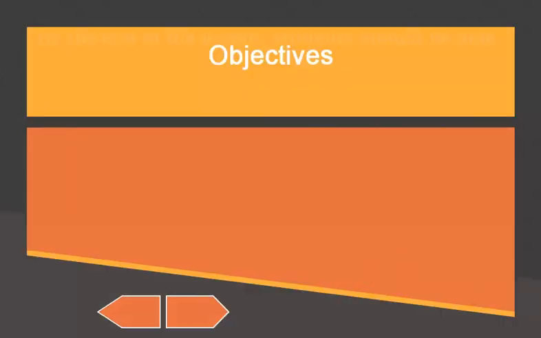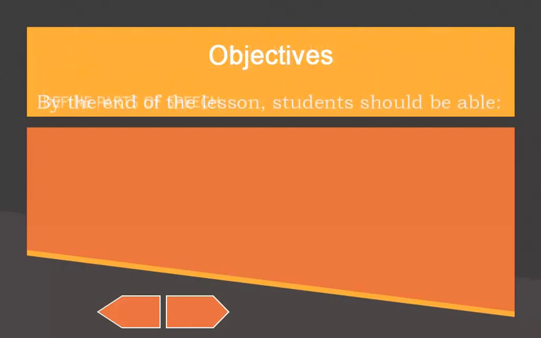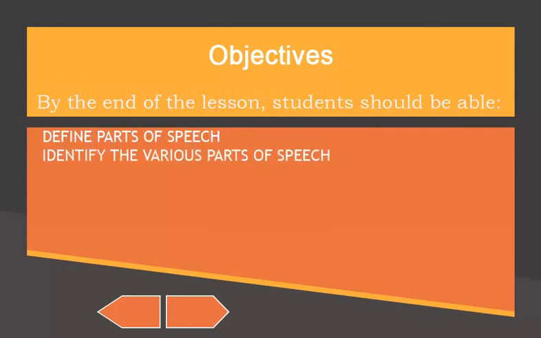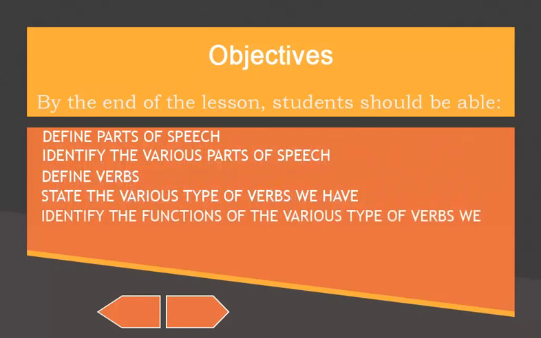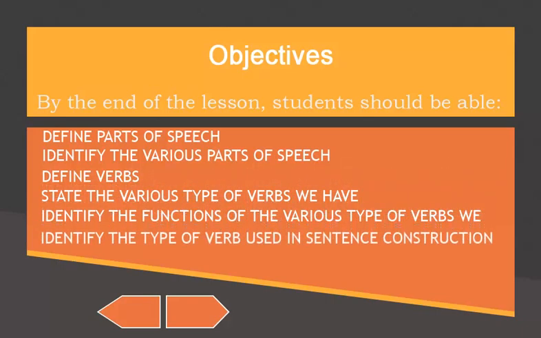Objectives. By the end of this lesson, students should be able to: 1. Define parts of speech. 2. Identify the various parts of speech. 3. Define verbs. 4. State the various types of verbs we have. 5. Identify the functions of the various types of verbs we have. 6. Identify the type of verb used in sentence construction.